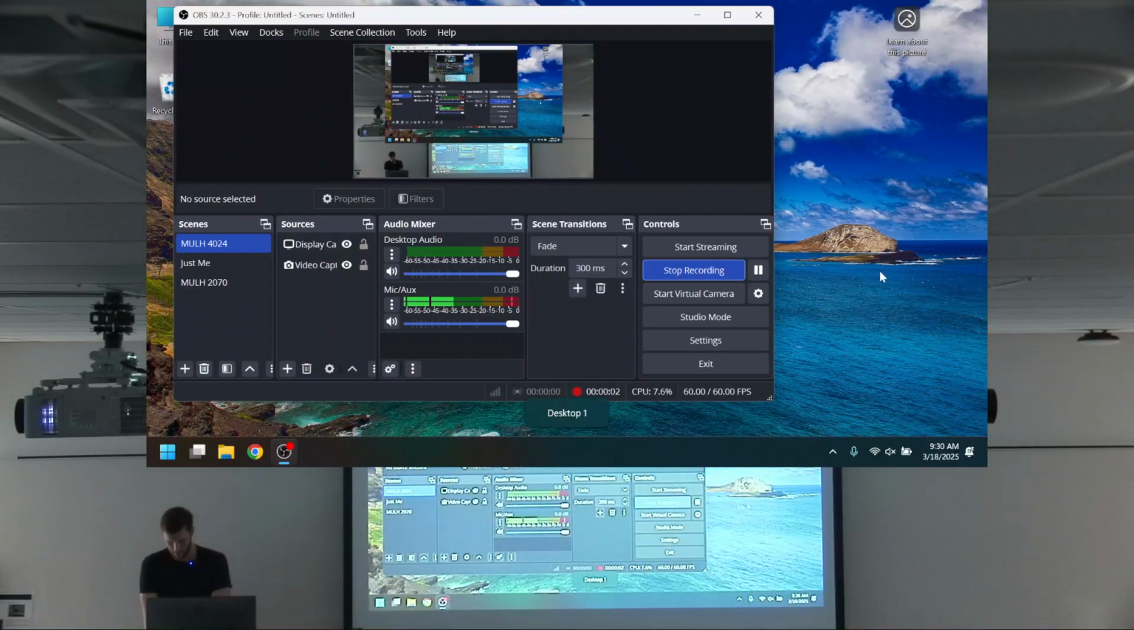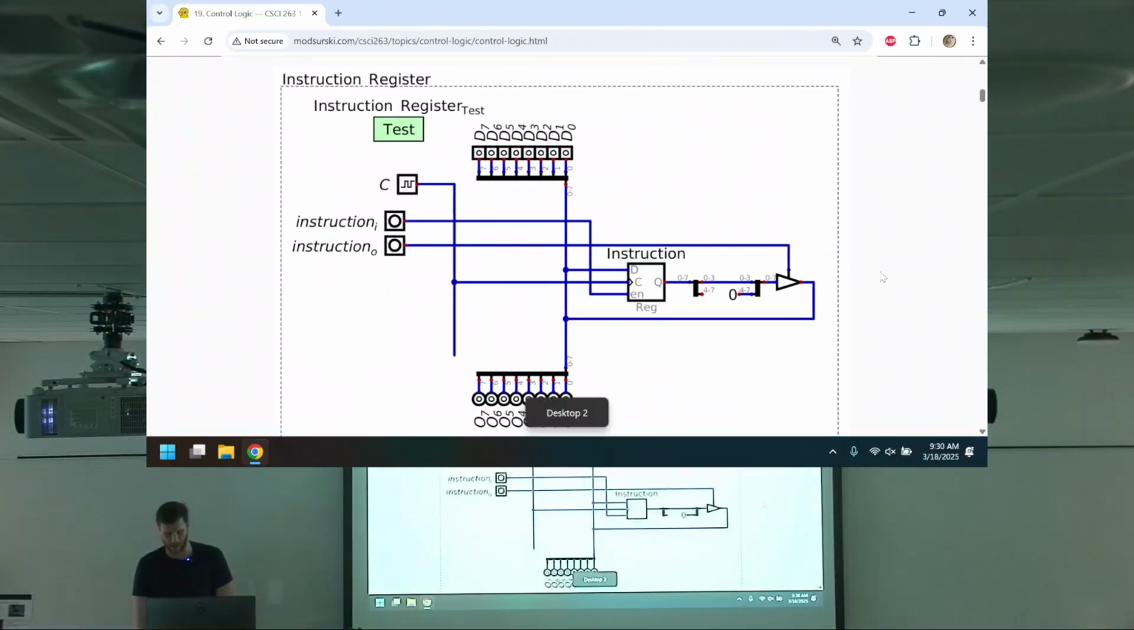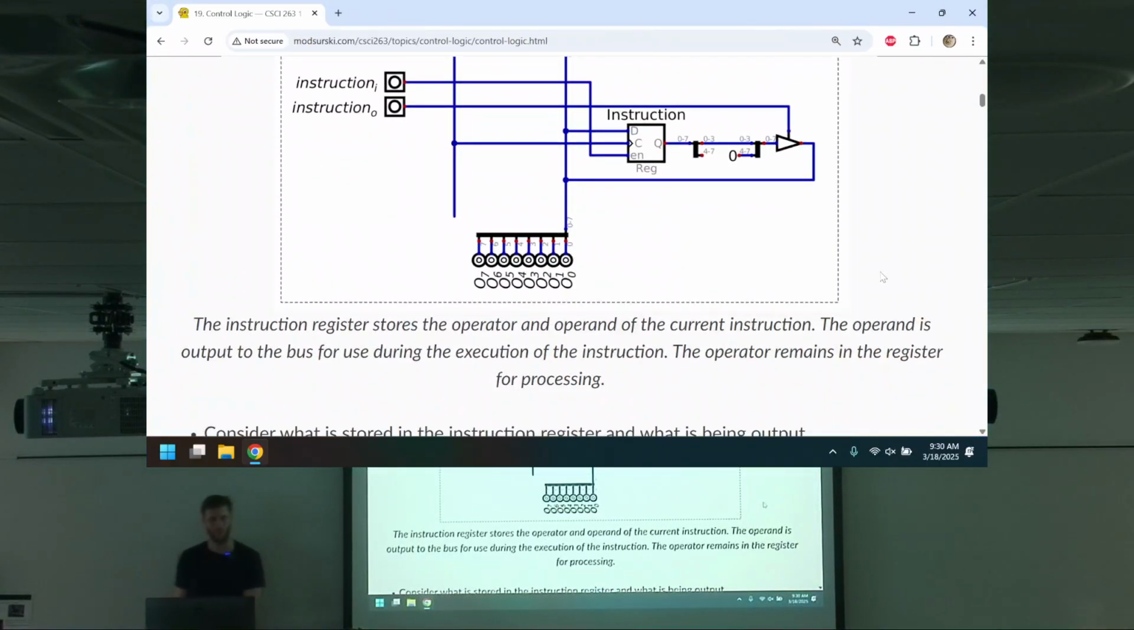Okay, we are going. So just very quickly reviewing what we did last time, because it was a pretty big deal. We had the instruction register, and from there we could output a value back onto the bus. That would be like the operand. Often it references a memory address, but it could also be like a piece of data.